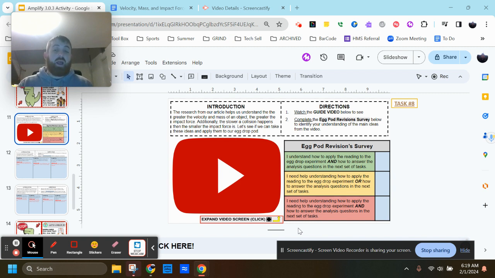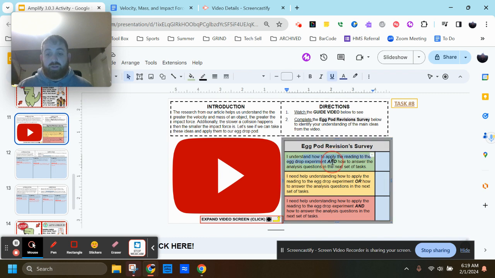We're going to look to apply these ideas, not only thinking about what we read, but also applying them to what we actually did in our previous tests, thinking about what worked and didn't work. So we'll be breaking down how to apply the reading to the egg drop experiment in the next task and how to answer the analysis questions in the following two tasks.